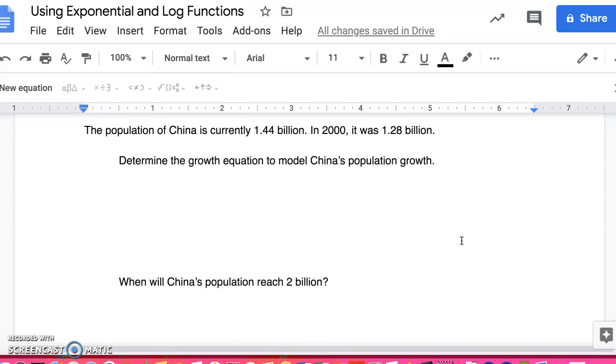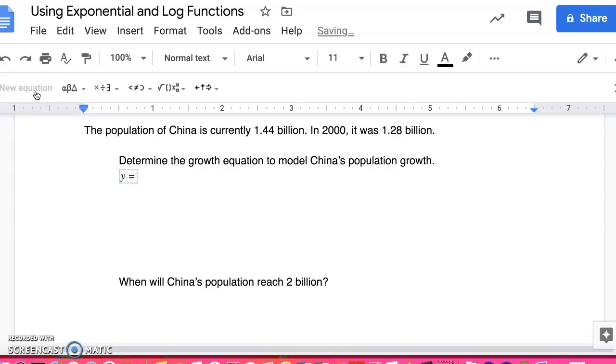Okay, next example, population growth. The population of China is currently 1.44 billion. In the year 2000, it was 1.28 billion. We wanted to determine a growth equation model. So that equation is still the same thing. We're still talking about continuous growth, right?